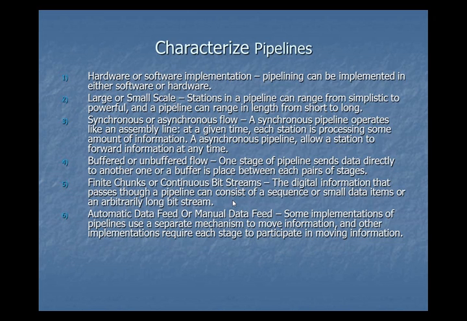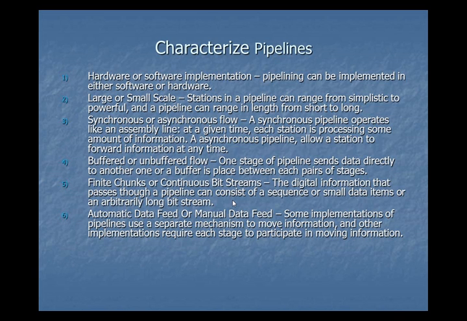Next, how can we characterize pipelining? First of all, the different characterizations of pipelining. The first one is hardware or software implementation. That is, pipelining can be implemented in either software or hardware. So there are two ways of implementation, using hardware and using software. If you are using hardware, that is known as a hardware pipeline. And if you are using software, that is known as a software pipeline.